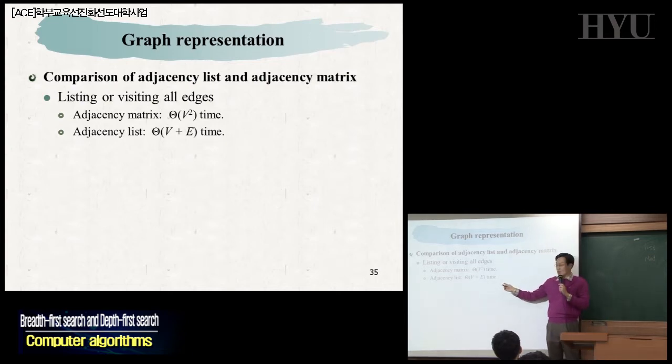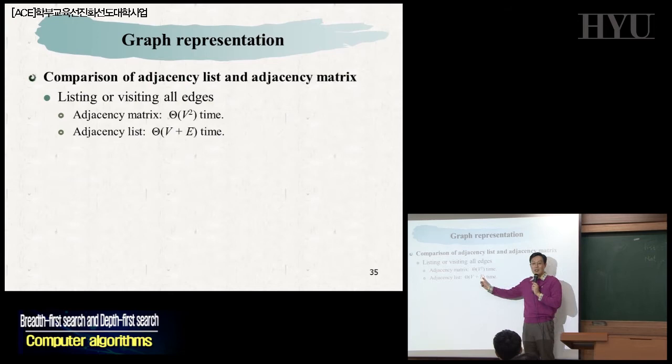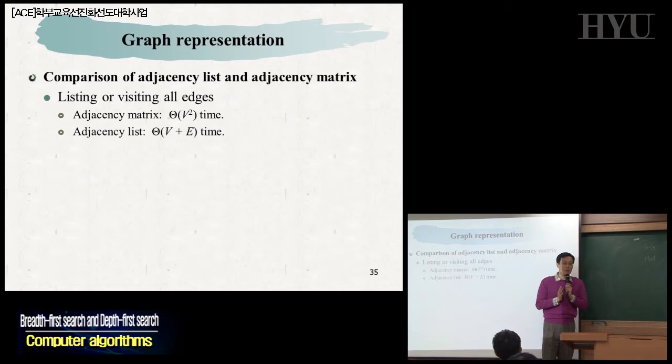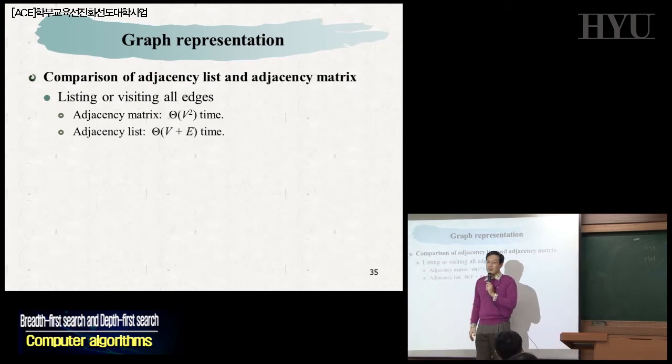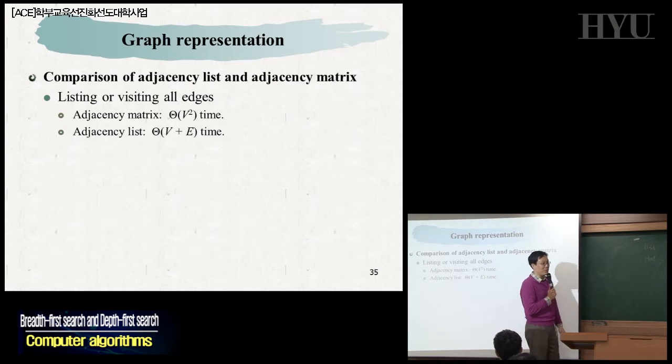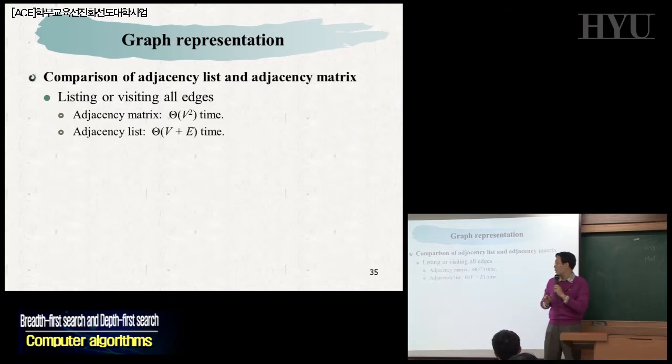Okay, the main difference is adjacency list stores only existing edges. So in this time complexity, we can list or visit all edges. But in the case of adjacency matrix, there is no way to extract existing edges. We have to check every bit in the matrix. So it takes theta of V squared time.